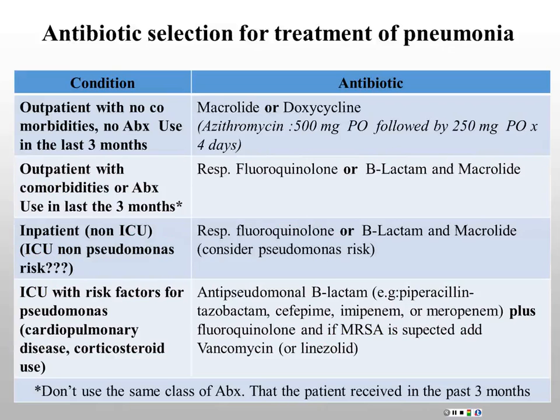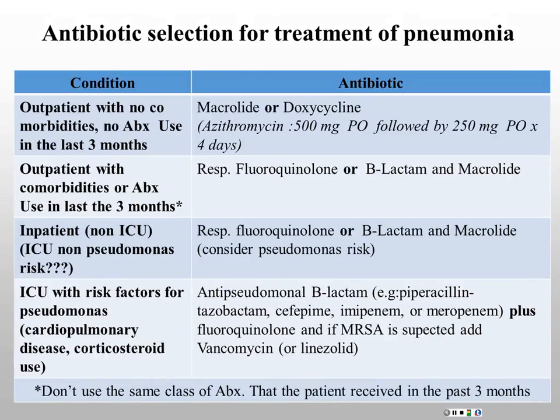Antibiotic selection for pneumonia, you can treat as an outpatient or inpatient. As we mentioned, we classify patients by CURB score, and this will help guiding, locating our patients either as an outpatient or to the floor or the intensive care unit. Usually in outpatient setting, macrolides or doxycycline will be good. Usually we give azithromycin. You can use 500 milligrams in the first day, and that's followed by 250 for another 4 days.